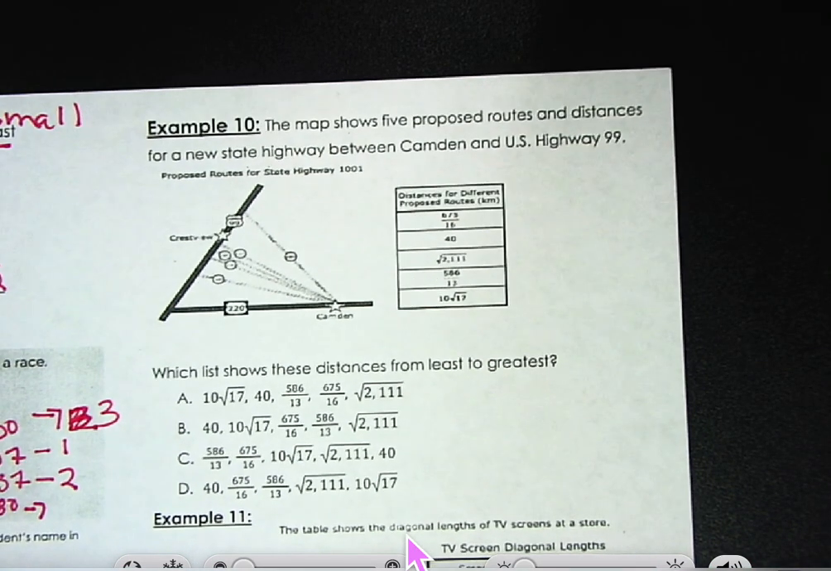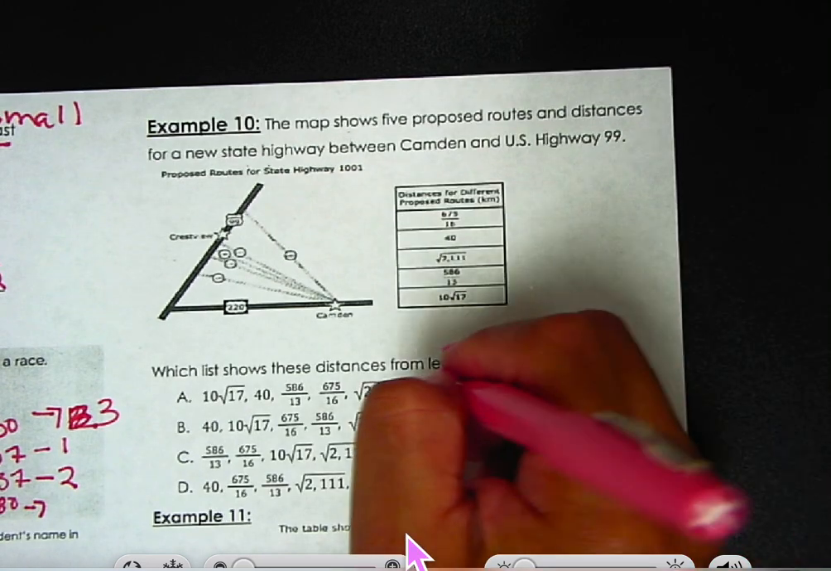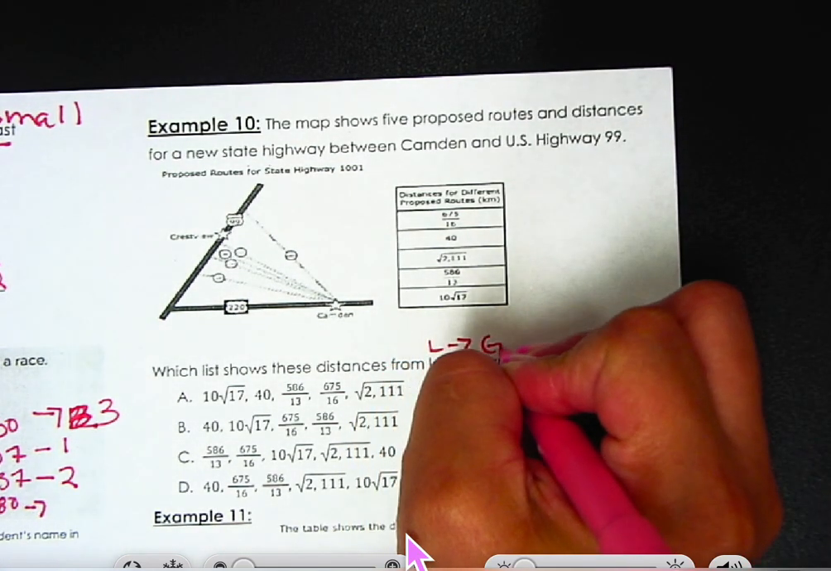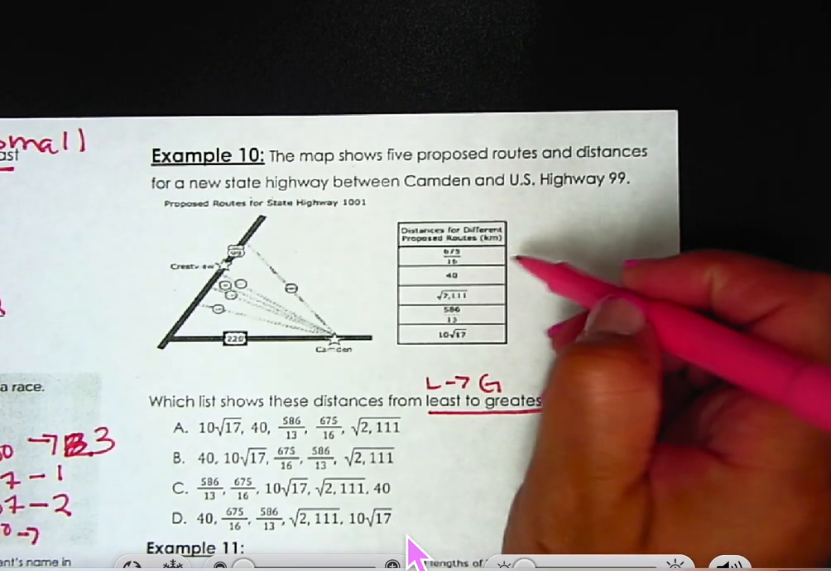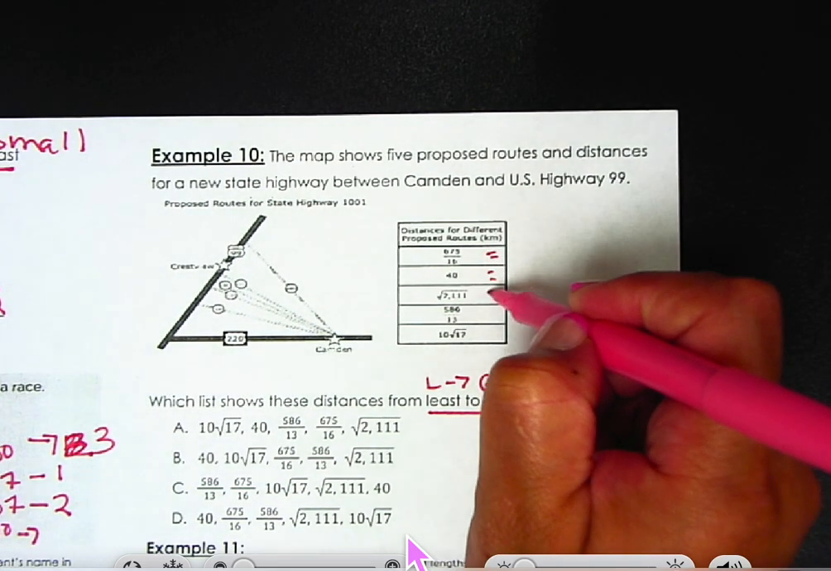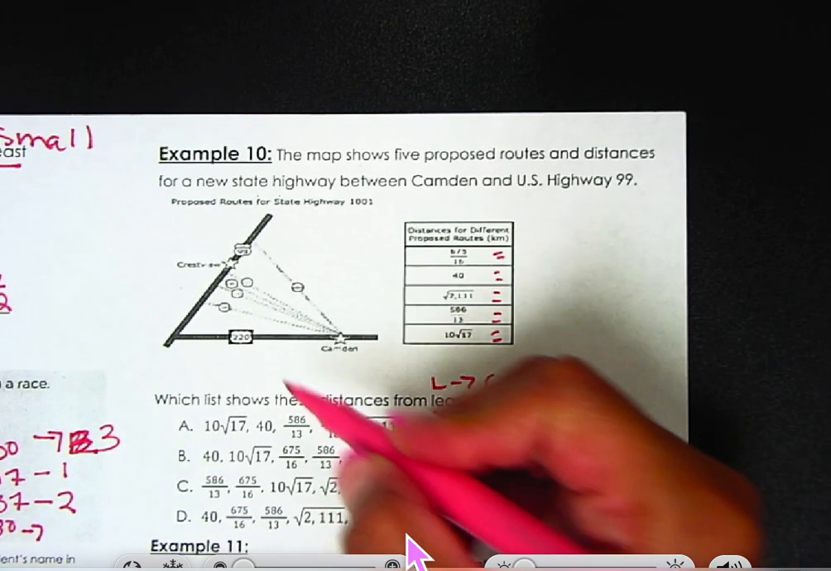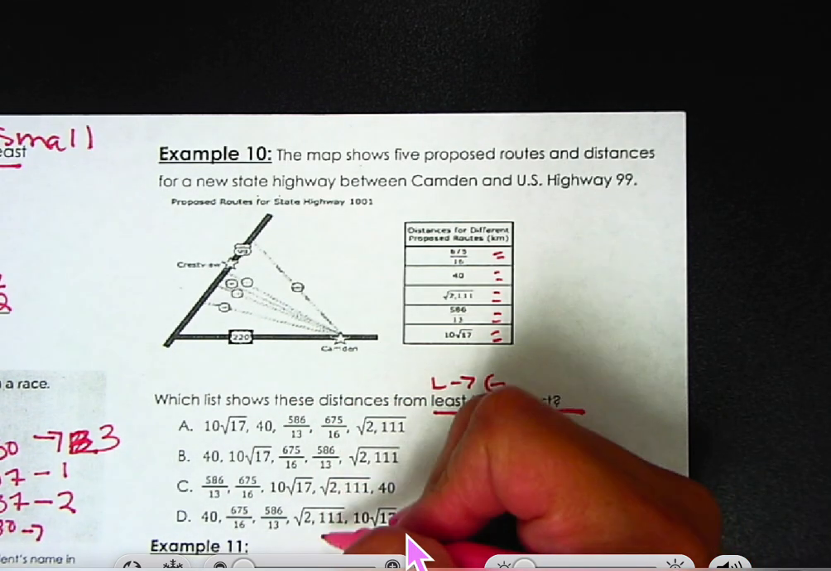Question 10. Okay, these last two were STAAR release questions, and this one's asking from least to greatest. So you would have to do the same thing. Put all of these in decimal form, and then find your smallest to biggest, and find the matching one.